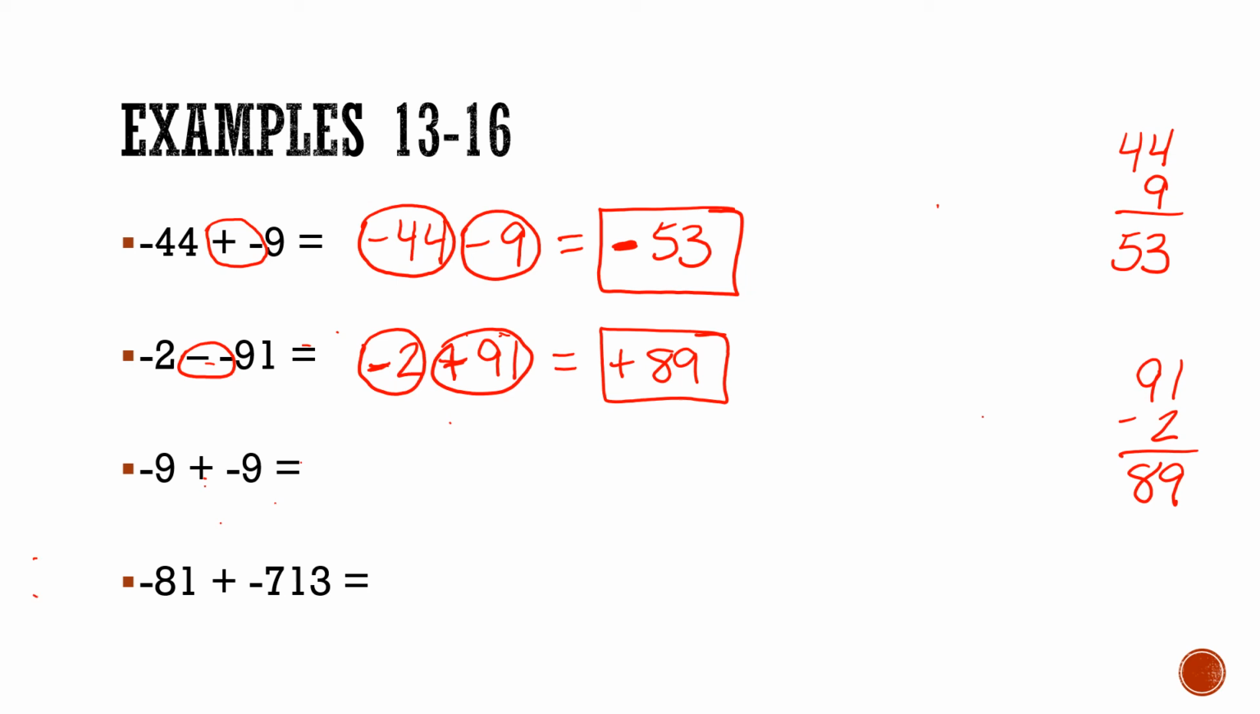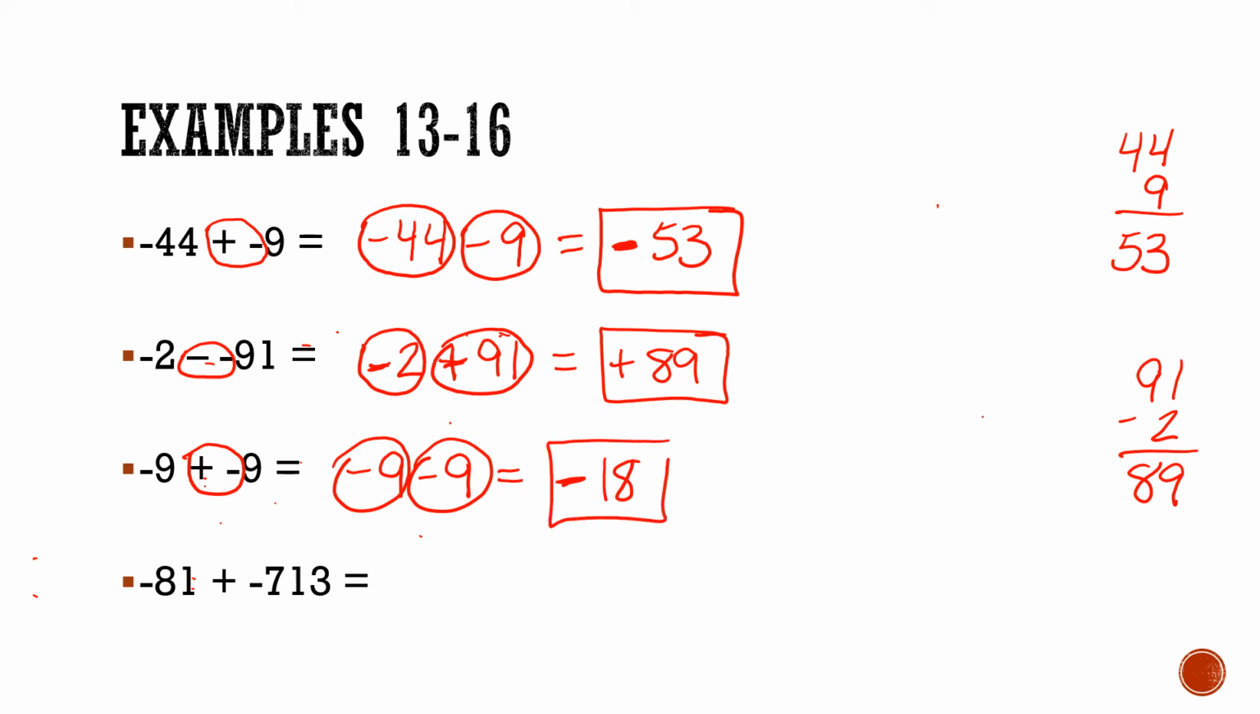Okay, in the third one, we've got the sock trick again. So we've got negative 9 minus 9. So you're going to ask yourself, do you have more negative or more positive? Which means you obviously have more negative. Since you have the same sign in front of both of those, you're going to add the two numbers. So 9 plus 9 is 18. And you would get negative 18.